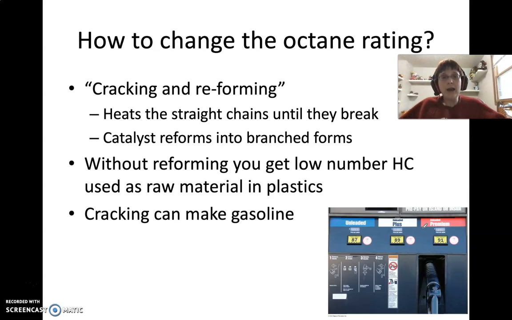We can also do cracking itself to get gasoline. If we need to increase gasoline production, we can pull some of the higher number hydrocarbons that aren't being necessarily used and use the cracking process to break those bigger guys down farther and farther until they get into smaller hydrocarbons that can then be reformed using those catalysts to produce gasoline. The problem is we don't want to do that if we don't have to, because it increases the expense. That's also why your unleaded is cheaper than your premium, because the more cracking and reforming that has to be done, the more expensive it gets to get that higher octane rating.